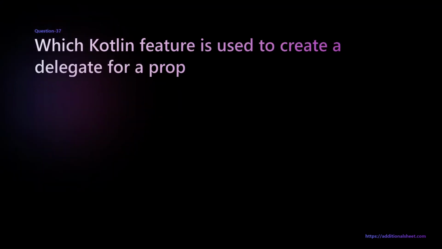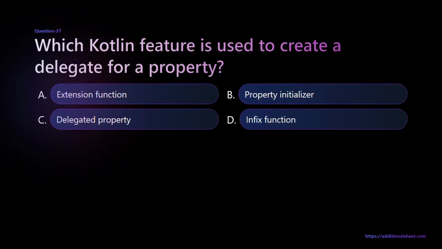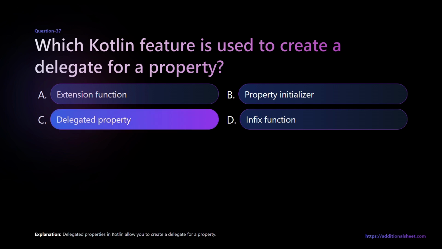Which Kotlin feature is used to create a delegate for a property? Option A, extension function. Option B, property initializer. Option C, delegated property. Option D, infix function. The correct answer is option C, delegated property.